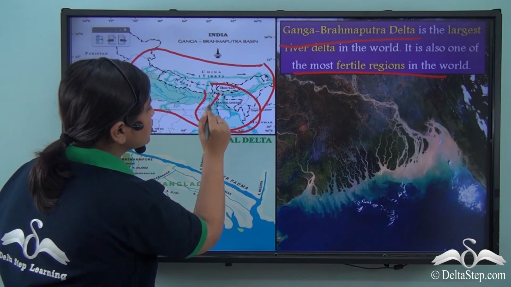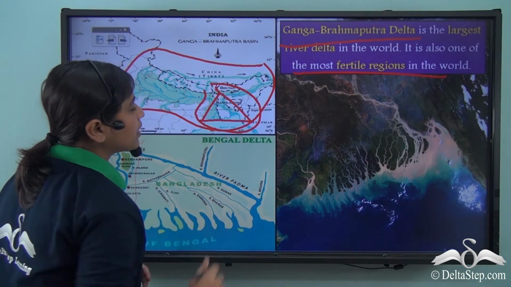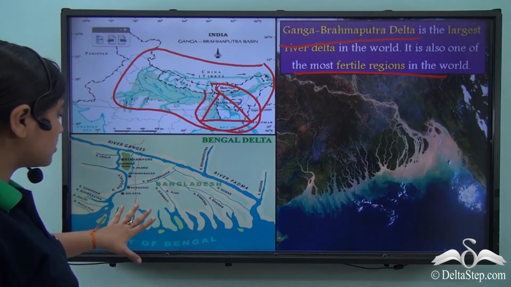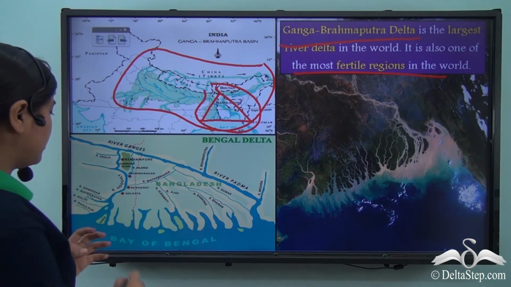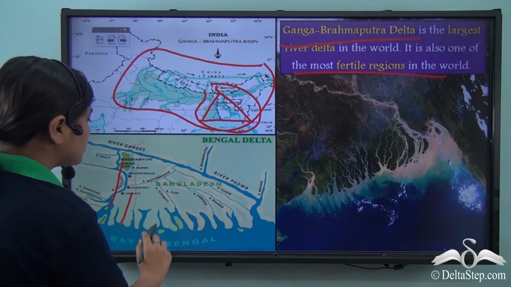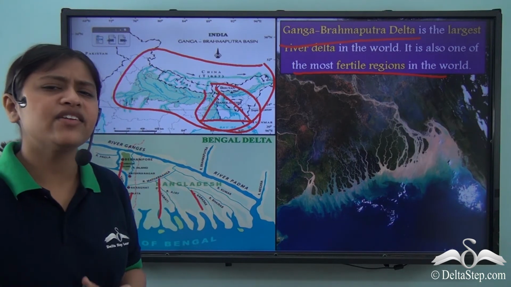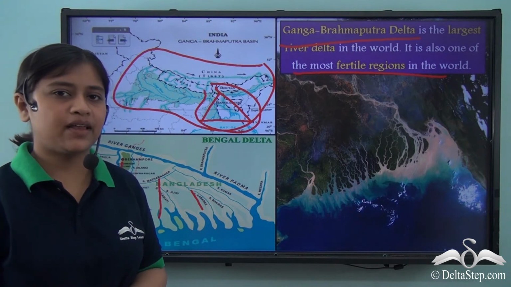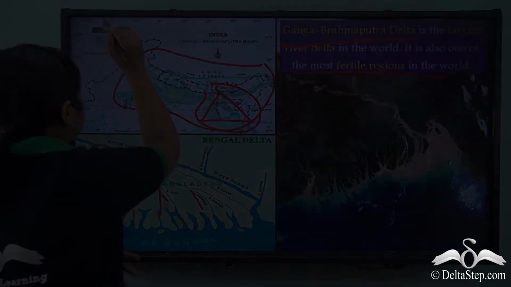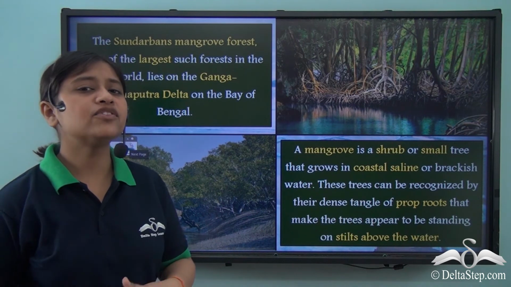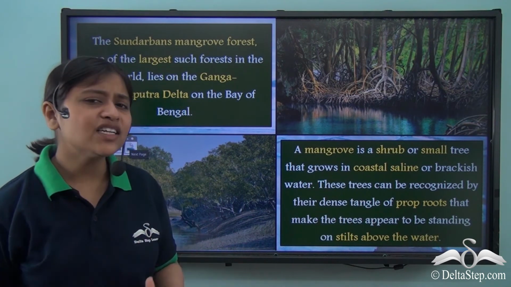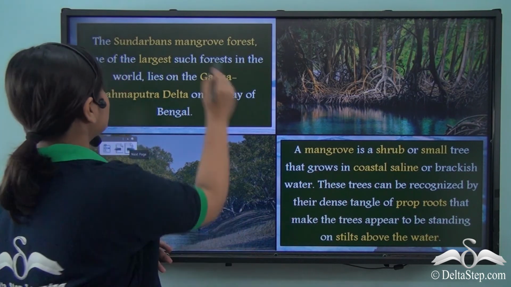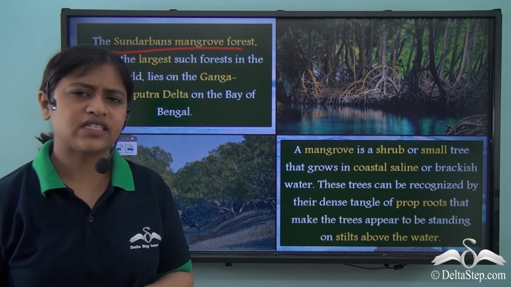So in this region we have the Ganga-Brahmaputra delta. So if we take a closer view, this is how we see it. These are distributaries, and here the land is very fertile with so much silt deposit and water supply. The Ganga-Brahmaputra delta, besides being the largest river delta in the world, is also famous for the Sundarbans mangrove forest.